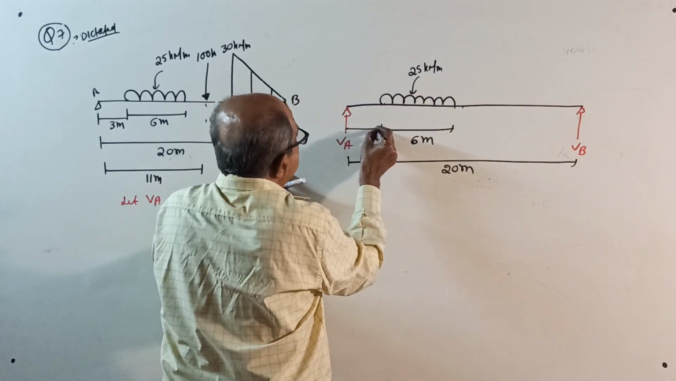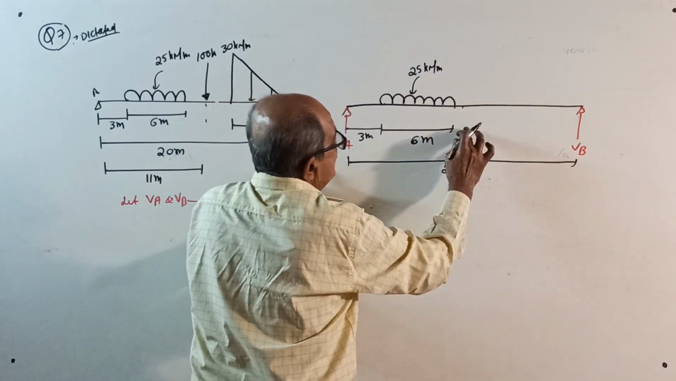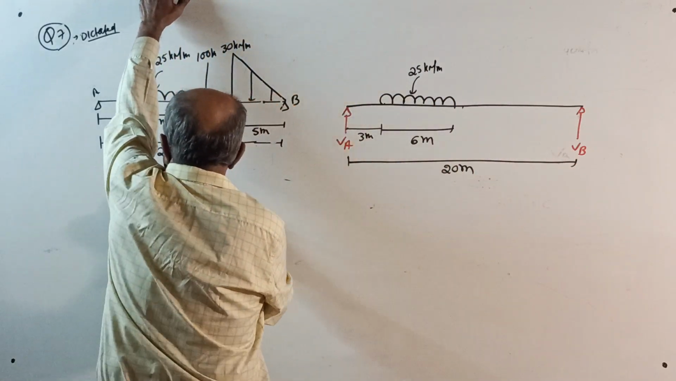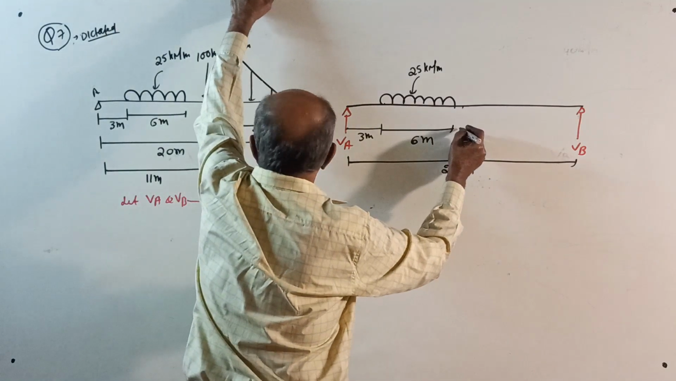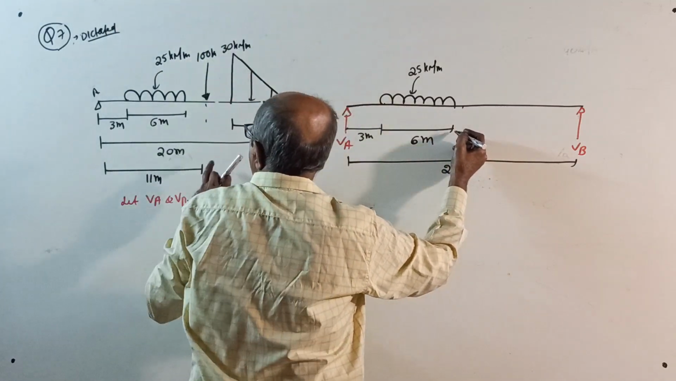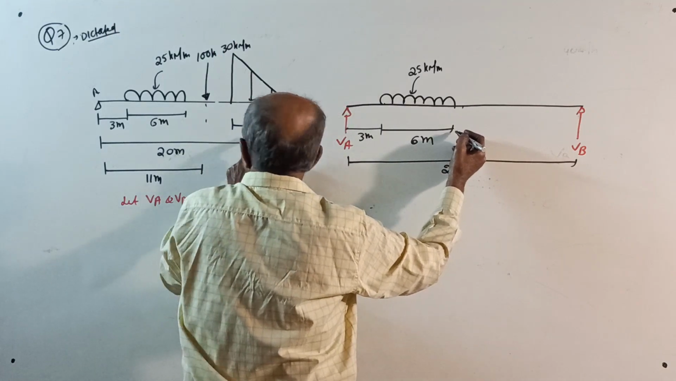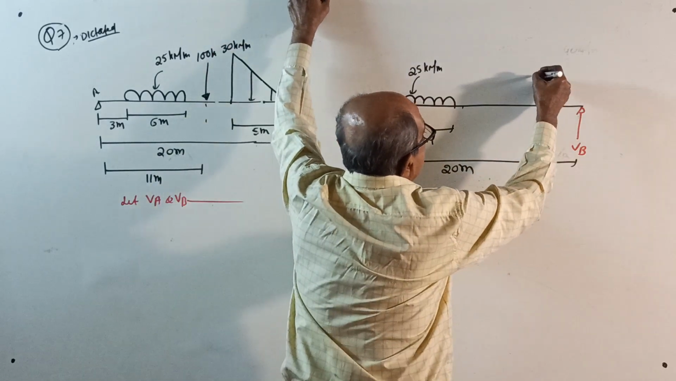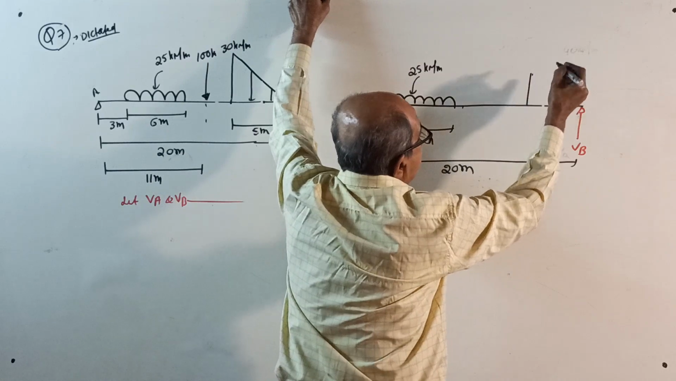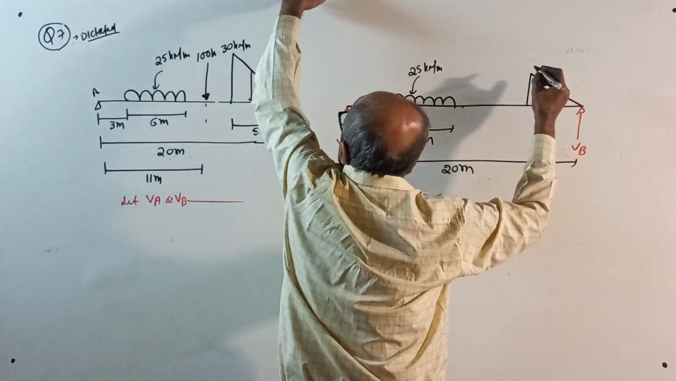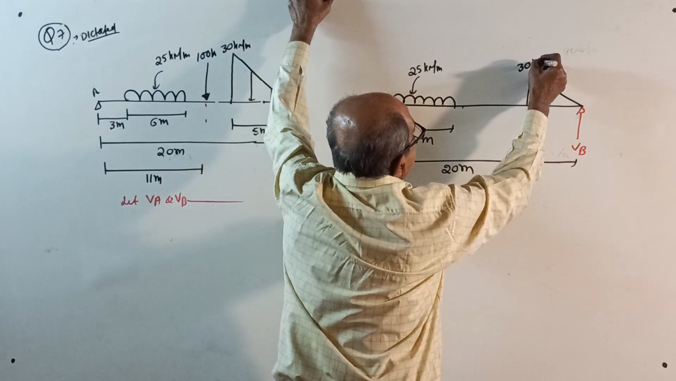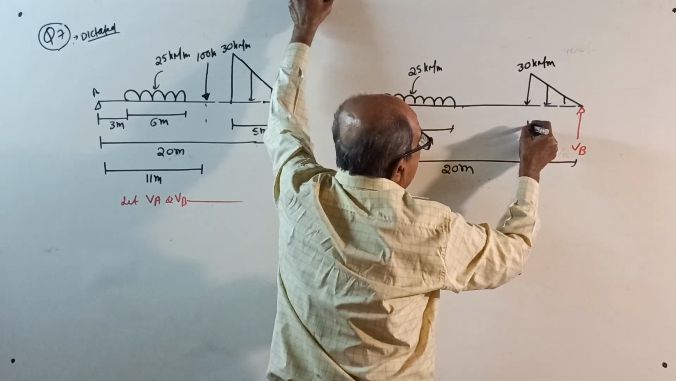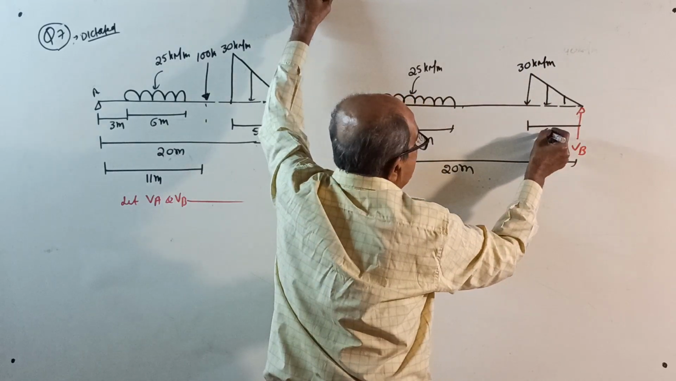I am leaving a gap of 3 meter, so remember, this is 9 meter now. Then I'll put the point load, 11 from here, so from here 2 meter. And then I'll put the UVL, 5 meter. Exact scale I can't maintain. This is 30 kilonewton per meter. The loaded length is 5 meter.